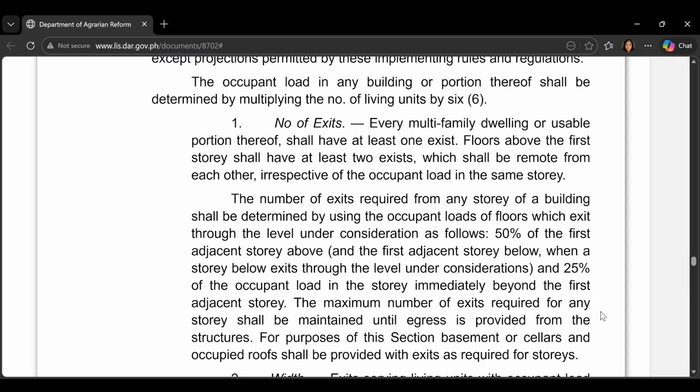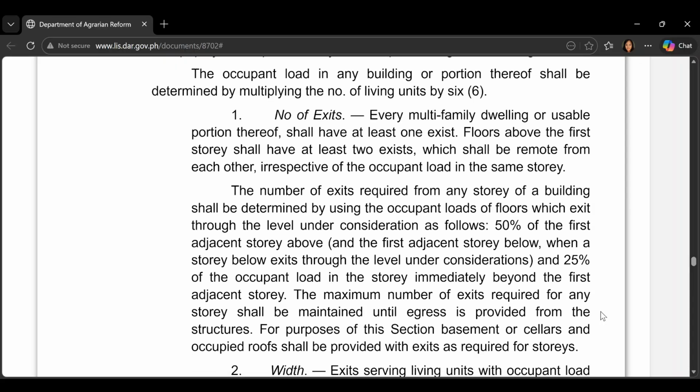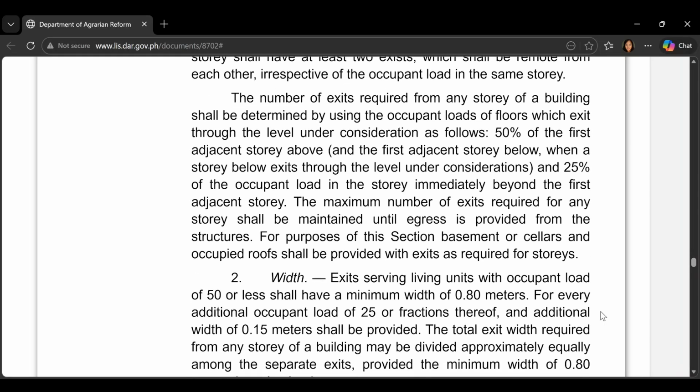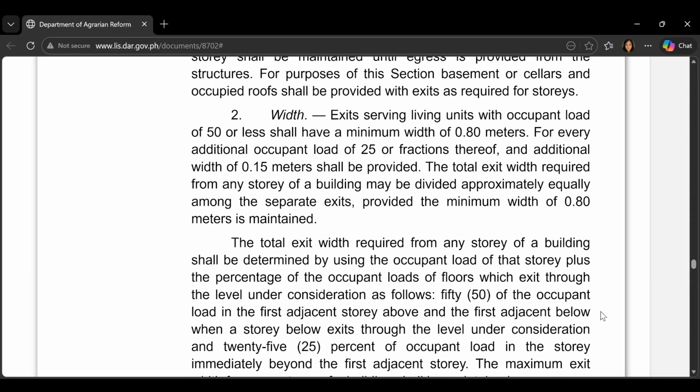The maximum number of exits required for any story shall be maintained until egress is provided from the structure. For the purposes of this section, basements or cellars and occupied roofs shall be provided with exits as required for stories.